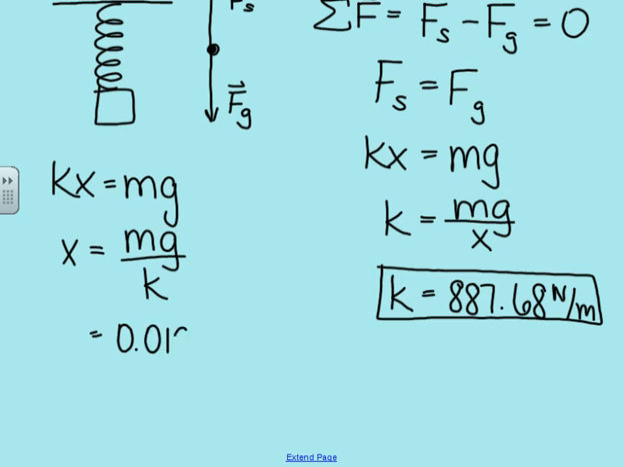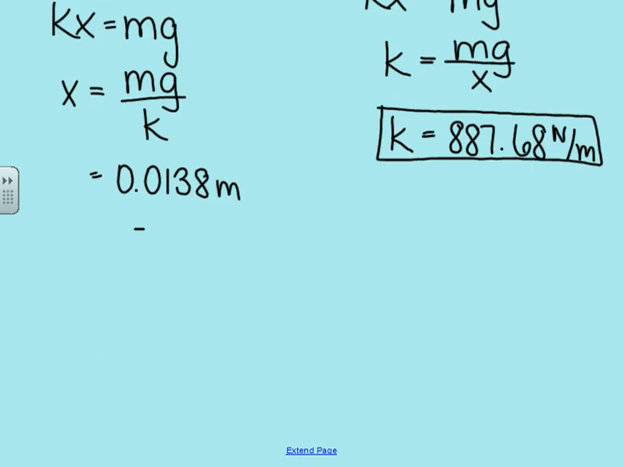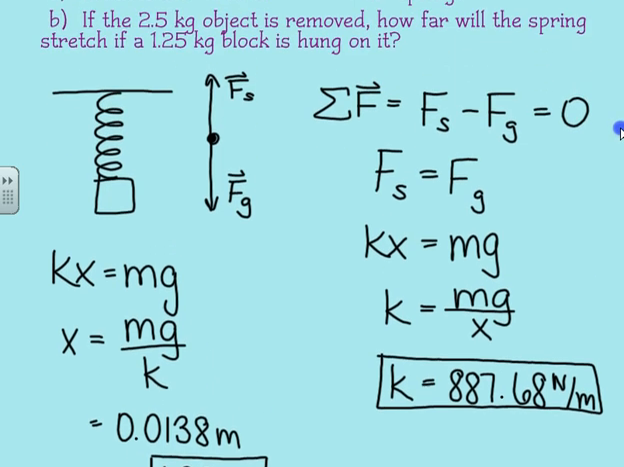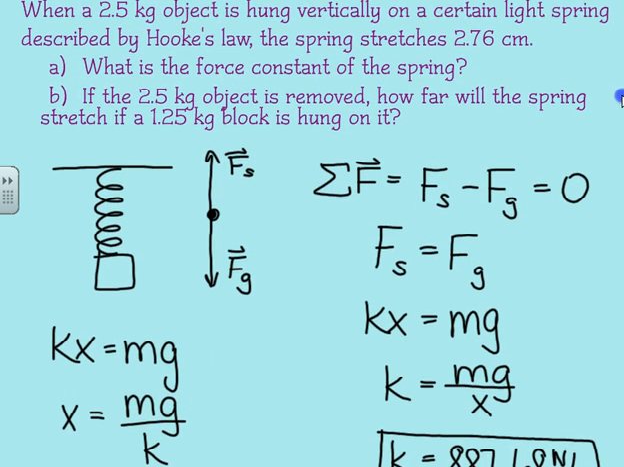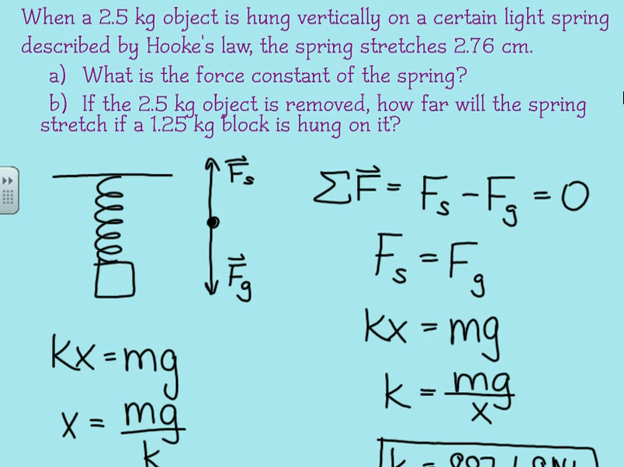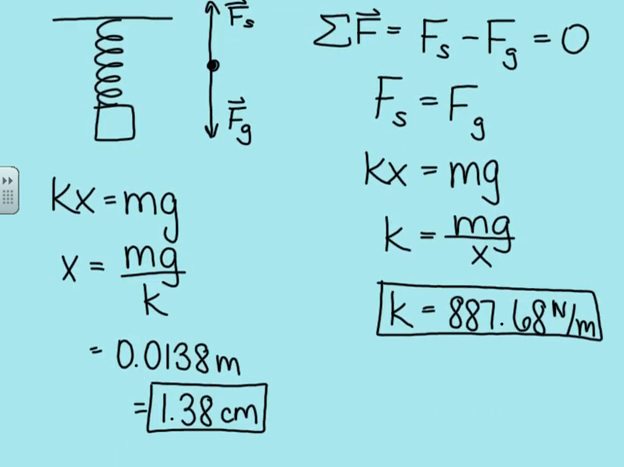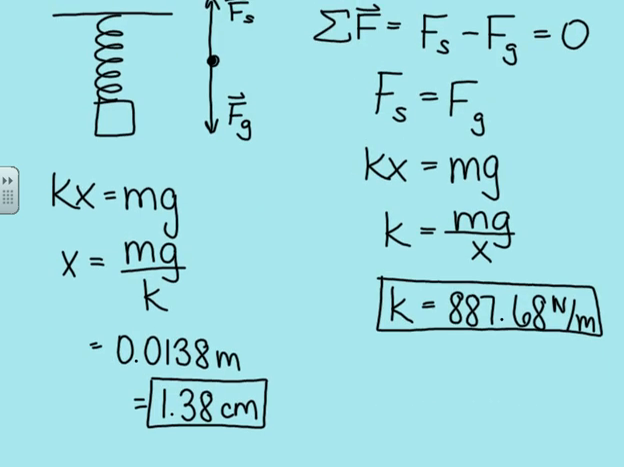0.0138 meters, which is equal to 1.38 centimeters. I can tell this is a reasonable number because it's a smaller number than when we had the larger mass on it. When we had the larger mass, it stretched a total of 2.76 centimeters. This time it stretches half of that, 1.38 centimeters.